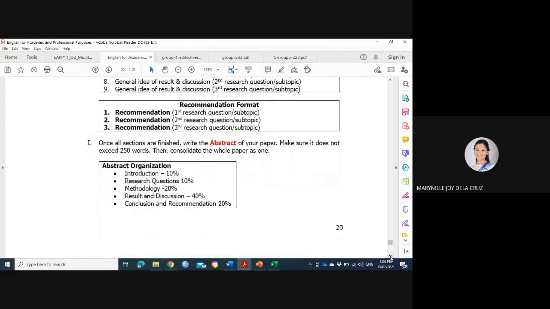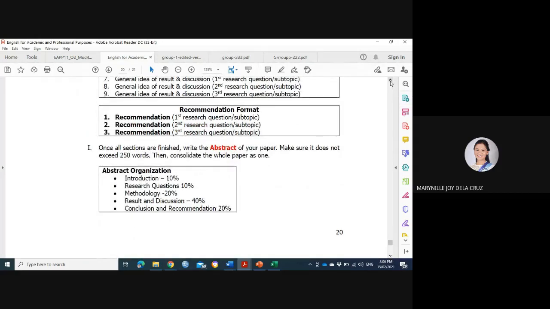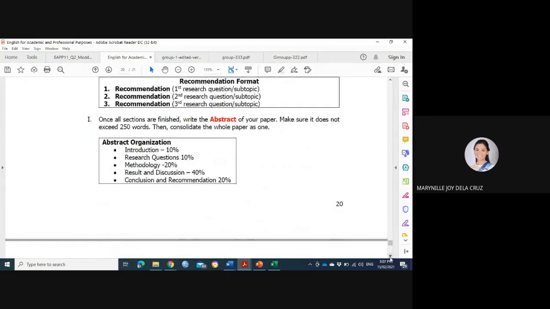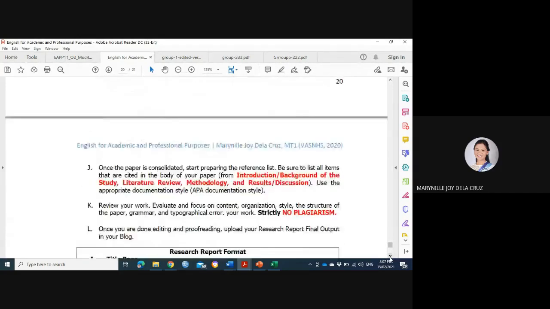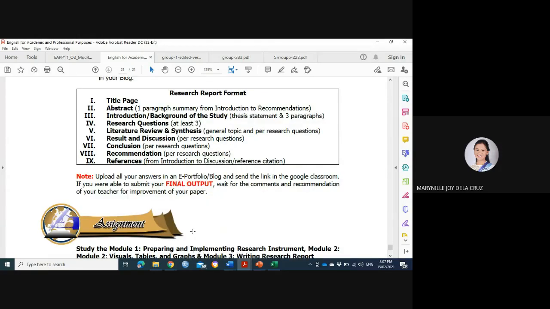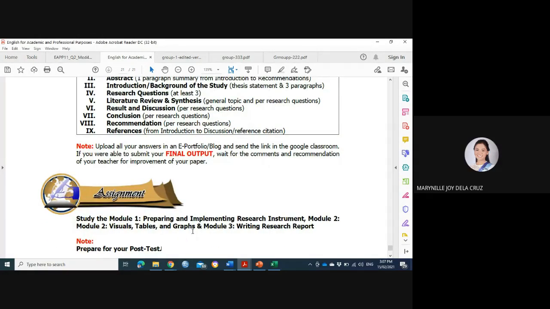Okay? Naka-outline tanan. So, hindi yung kamuabudlayan masyado kung paano siya isulat. So, as you can see, your final research output, nakasulat diri. Pila ka paragraph sa abstract, pila ka paragraph sa background, questions, 3, literature, discussion, conclusion, and recommendation. Okay, any more question? Pila ang size, like sa words, ma'am?